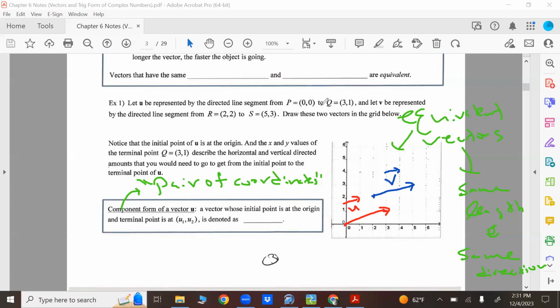So we sometimes denote it with these, it's not parentheses, it's not brackets. It kind of looks like these inequality signs in a way. It's kind of weird. But that's how you break down the vector into its horizontal and vertical components.